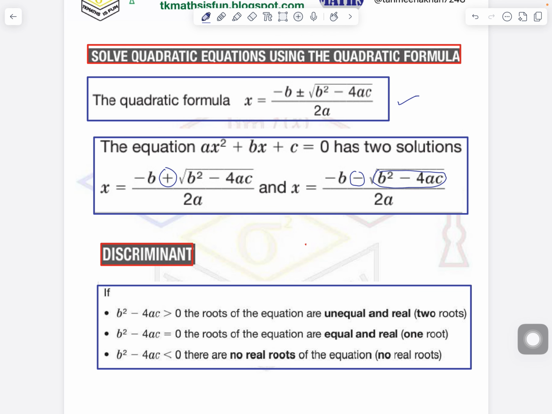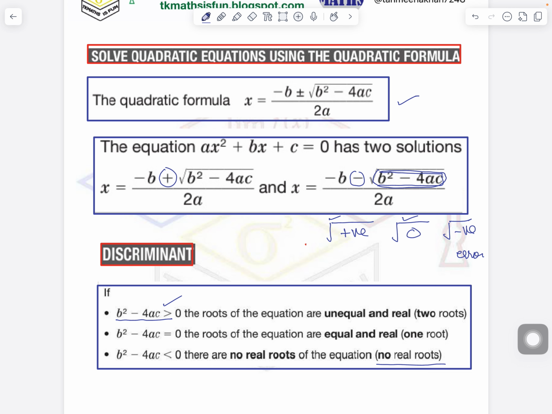Now, there are three conditions we face here. Because when you substitute the values into b square minus 4ac, you get either a positive number, or you get 0, or you get a negative answer. So b square minus 4ac greater than 0 means positive, equals 0 means inside the root you have 0, and b square minus 4ac less than 0 is negative. This gives you an error if you solve it in the calculator. It means it has no real root.